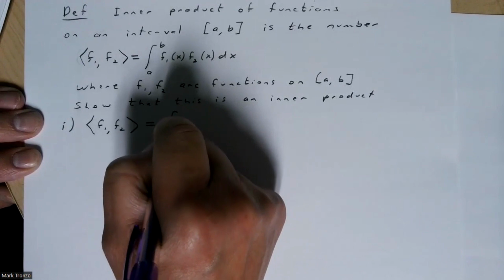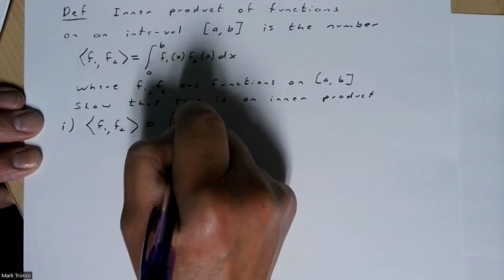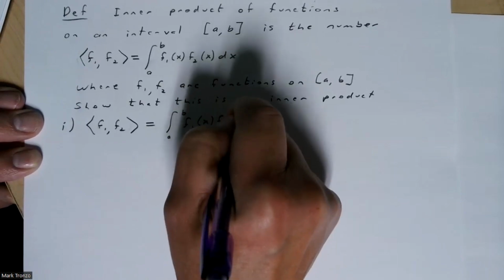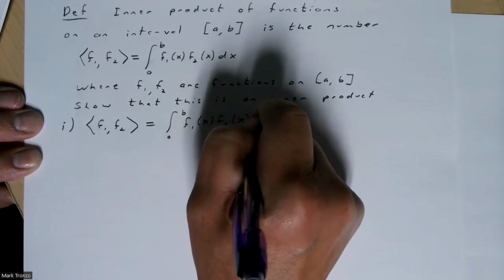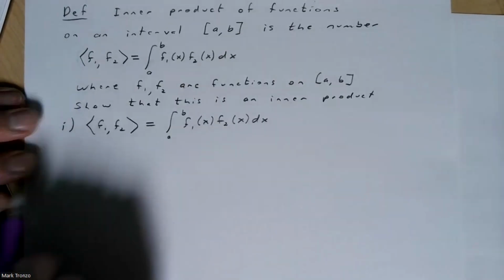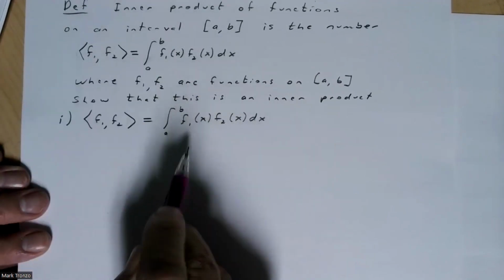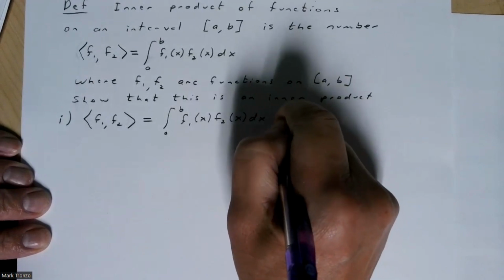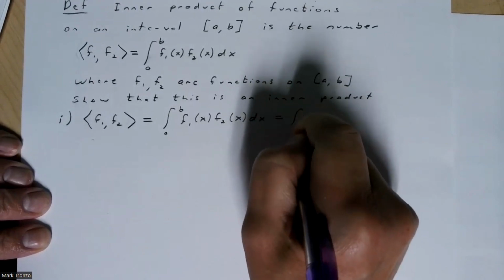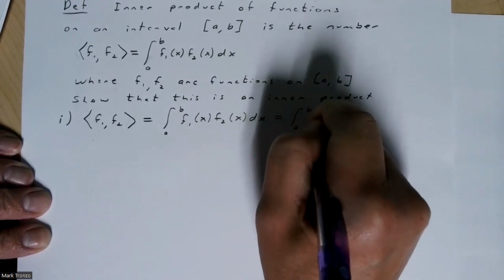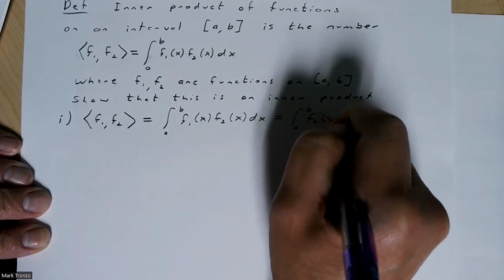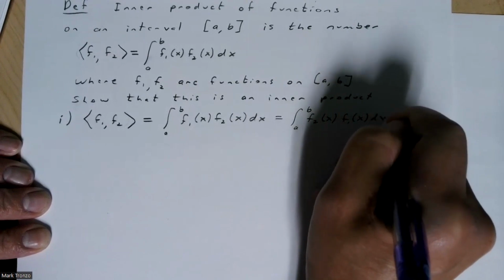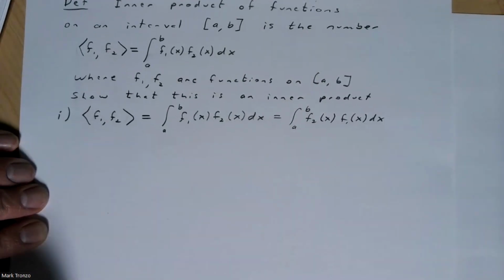So if we do the inner product of F1(x), F2(x), the integral from a to b of F1(x) F2(x) dx, so just write it down in the normal definition. And now, of course, because these are just two real valued functions, we can commute those. So we're allowed to do that.